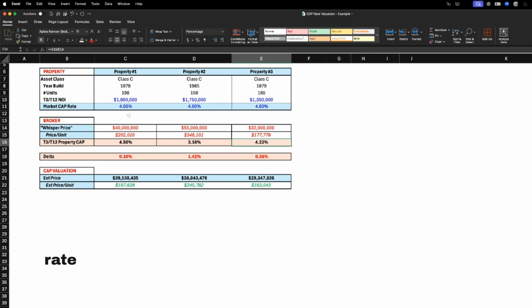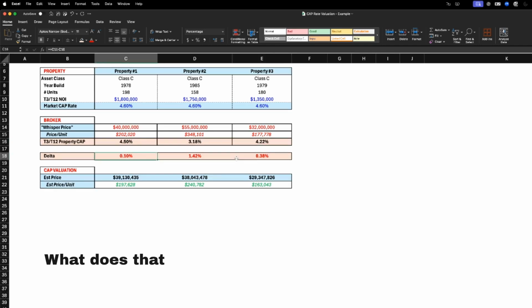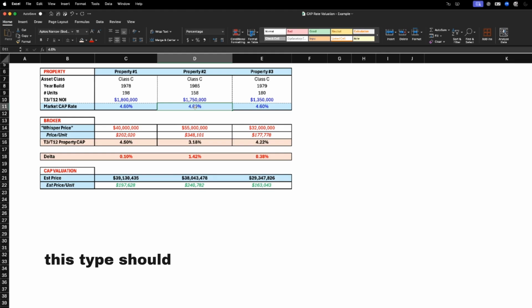Comparing the market cap rate to the property cap rate for each of these properties, you can see the delta. What does that tell you as an underwriter looking at these deals? From just preliminary analysis using the capitalization method to value these deals, you can immediately tell that property 2 is likely overvalued based on the current net operating income it's generating, because the market is telling you properties of this type should be selling at a 4.6% cap rate. However, the seller is trying to sell this property for a 3-point cap rate.